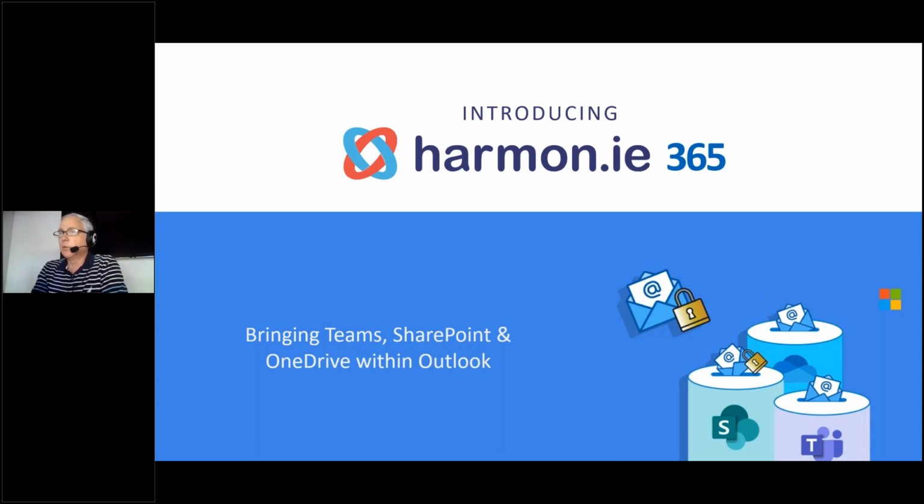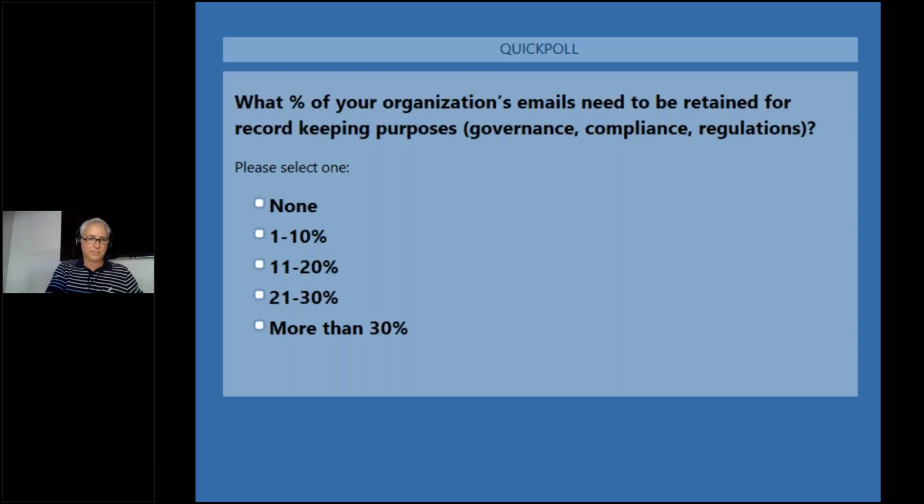We have another poll question here. What percentage of your organization's emails need to be retained for record-keeping purposes, such as governance, compliance, or regulations? Please select one. None of the emails, 1 to 10%, 11 to 20%, 21 to 30%, or more than 30%.